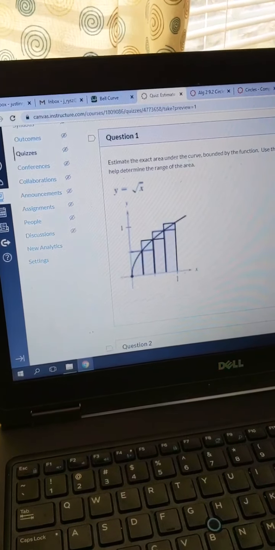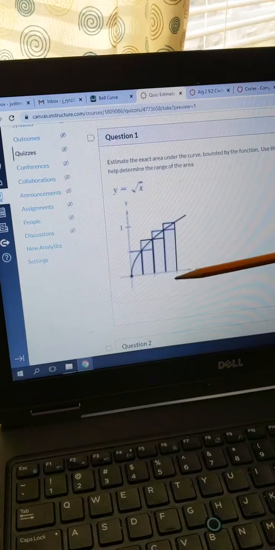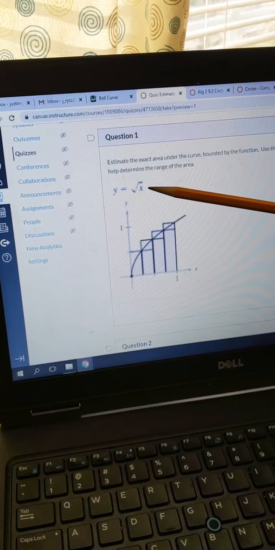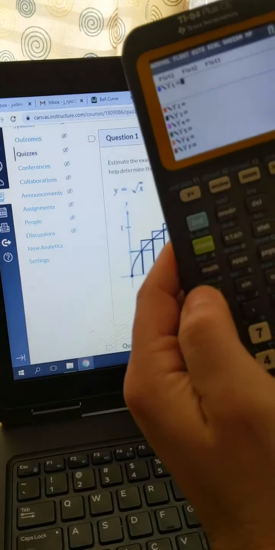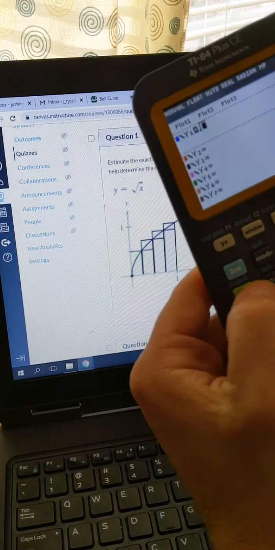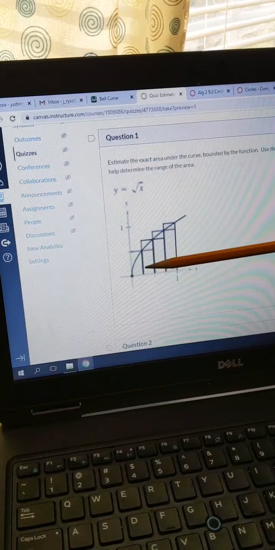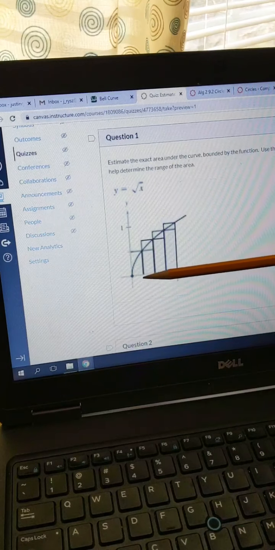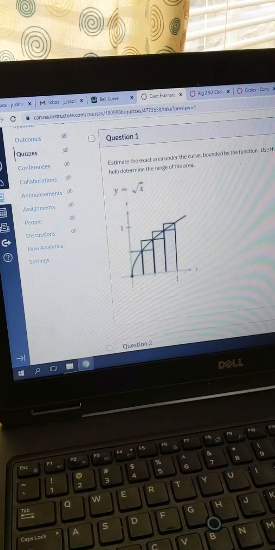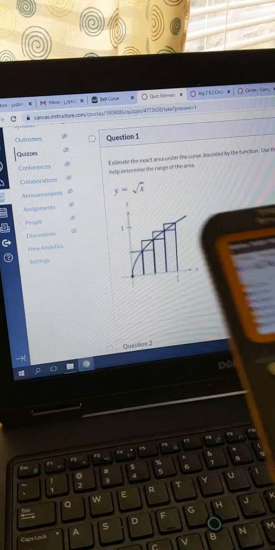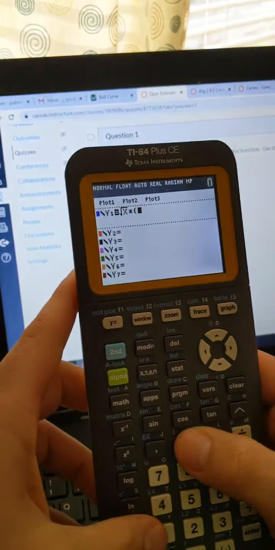So, if we look at the graph here, this graph has the function y equals the square root of x, and I'm just going to type that into my calculator. Y equals the square root of x. Each one of these rectangles, you can see there's 4 of them from 0 to 1. So each rectangle has a width of 1/4. So what I'm going to do in the calculator to make my life easier is take that function and times it by 1/4.